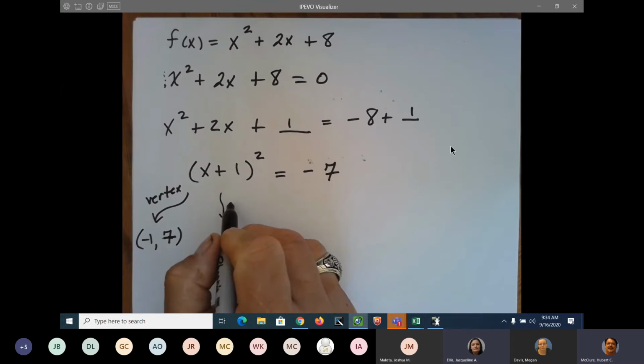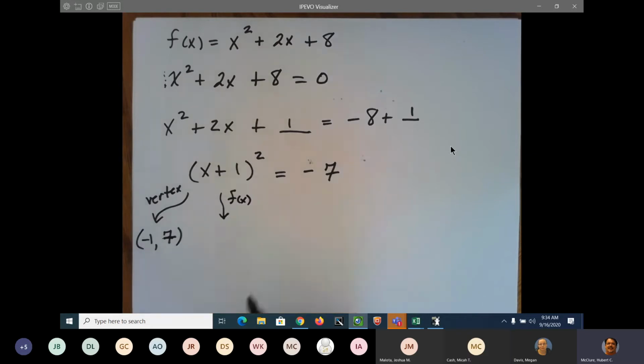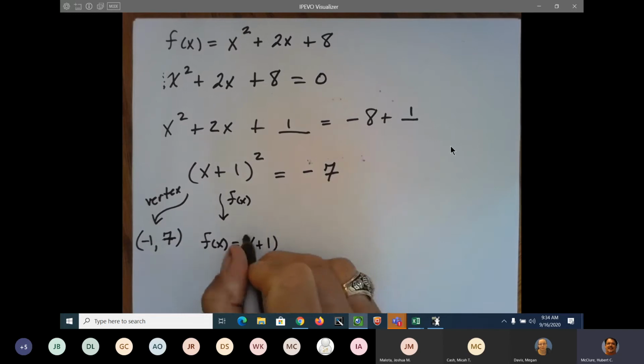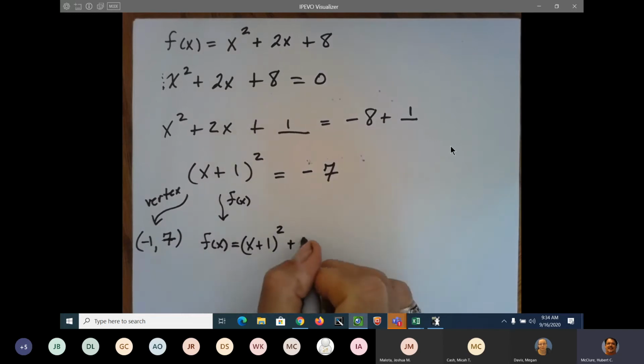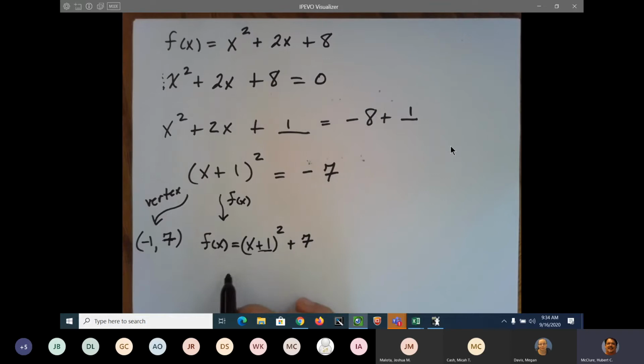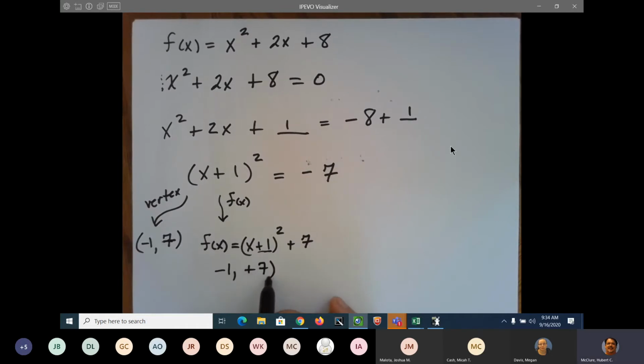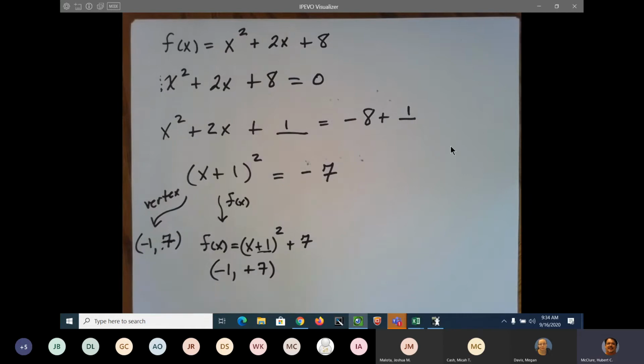All right. Okay, here I'm going to write in f of x so I can keep the homework happy and the test happy. So f of x is equal to x plus 1 quantity squared plus 7. And here, if I want to find my vertex, I do the opposite, just like in chapter 2. The horizontal shift is opposite, and bring this down. So that is the same as that.